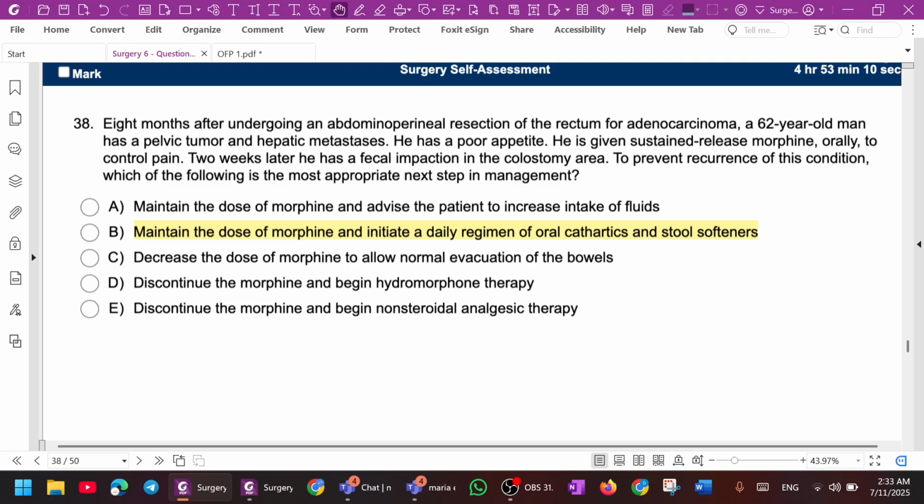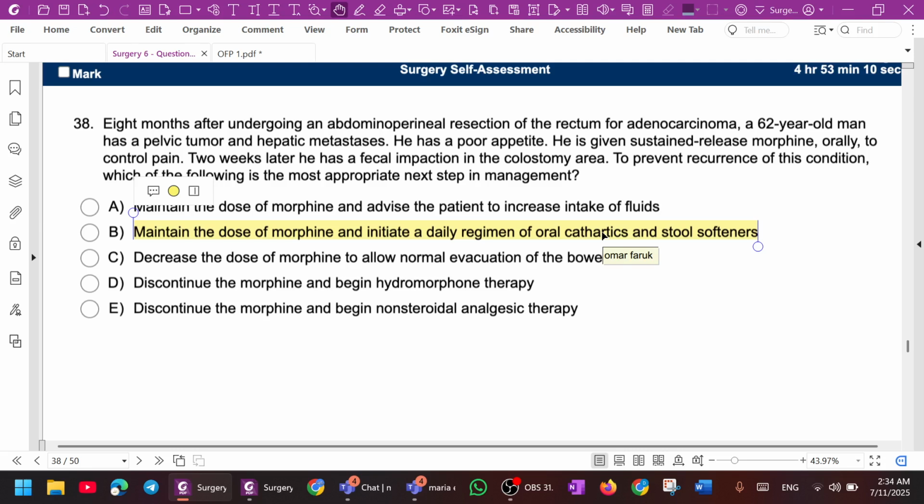Okay, so you have to add stool softeners. Maintain the dose of morphine and initiate a daily regimen of cathartics and stool softener is the most appropriate next step in management for adequate treatment of the patient's cancer-related pain and opioid-induced constipation. The patient has a history of metastatic rectal cancer. To provide the patient with sufficient comfort for his metastatic cancer-related pain, opioid medication is an appropriate first-line analgesic medication.